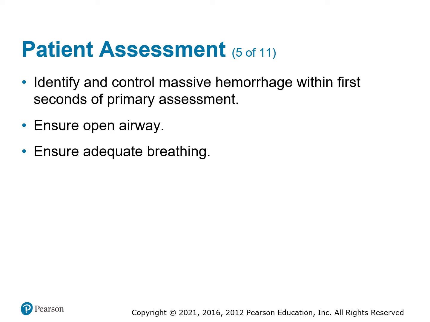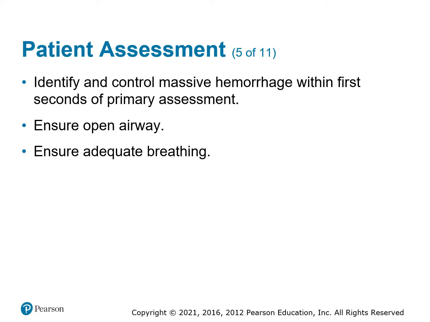Continuing through this patient assessment, identify and control massive hemorrhage within the first seconds of a primary assessment. So massive hemorrhage is one of those life-threatening conditions that when you see it, stop, fix it. We'll talk about different techniques later in this chapter that kind of go through different ways of controlling that massive hemorrhage, from tourniquets to clotting agents to just all the other things that you can utilize. But if you see this massive hemorrhage, stop it as soon as possible.